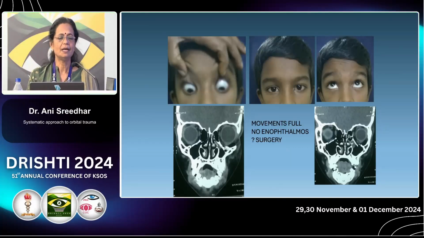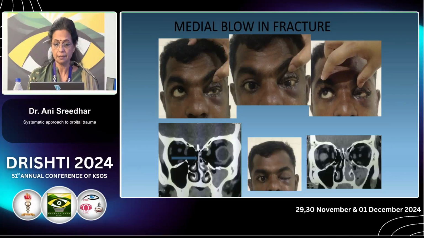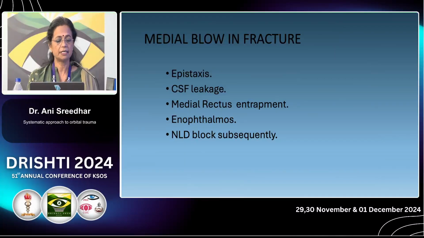Movements are almost full, but always do a diplopia chart. A diplopia chart may reveal hidden diplopia when you are dissociating the two eyes with different colors. In medial blow-in fractures, there may be medial rectus entrapment. The abduction may not be that much restricted. There will be epistaxis. CSF leakage should always be asked for. The patient will say, I have a cold, I am having a running nose, watering from one nose. So you have to suspect CSF leakage. All these mistakes have happened with me.